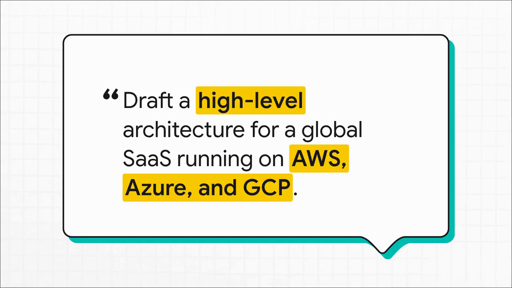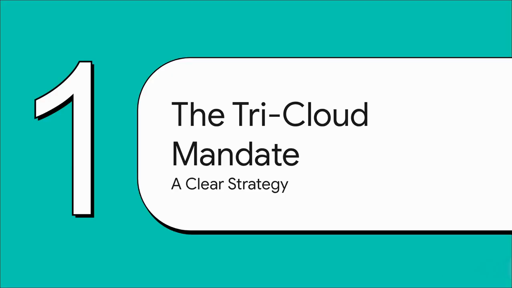And here it is, the core request, straight from our source material. Now, that sentence sounds deceptively simple, but it forces us to answer some of the absolute toughest questions in modern infrastructure. I mean, how do you handle users, data, and networking when your very foundation is split across three competing companies? So to figure this out, we're going to deconstruct this massive problem into four key architectural pillars.